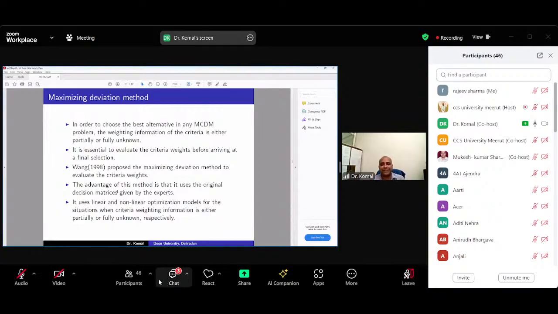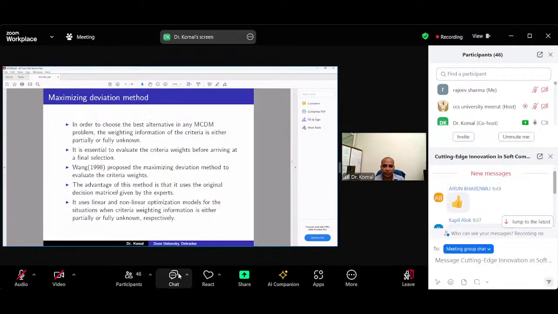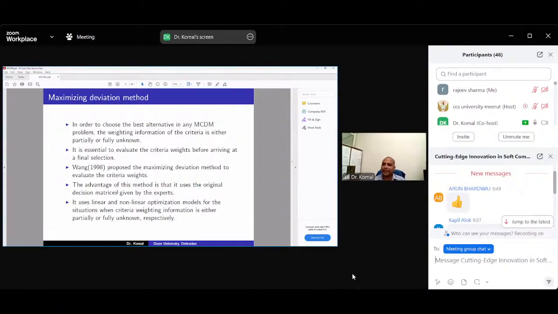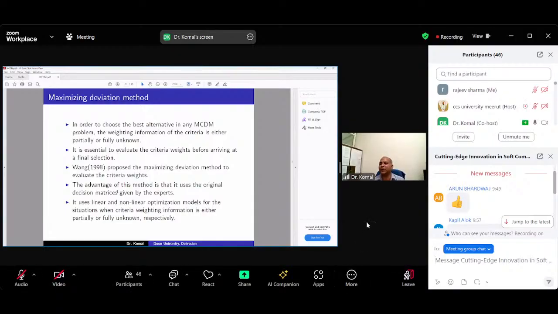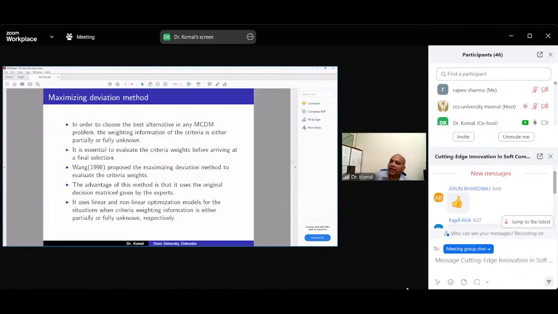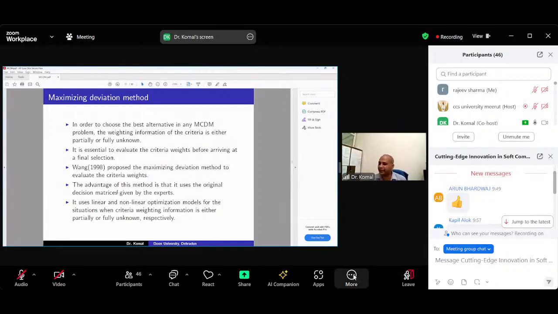In order to choose the best alternative in any MCDM problem, the weighting information of the criteria is either partially or fully unknown. Because if you have a certain problem and you are collecting the information, it may be either fully 100% known, or sometimes some part is not known to you. That means it is referred to as partially known information. So how do you resolve this kind of problem, and how do you find out the weights of the criteria or DMs? You can use the maximizing deviation method. It is essential to evaluate the criteria weights before arriving at a final selection, because this is very important.